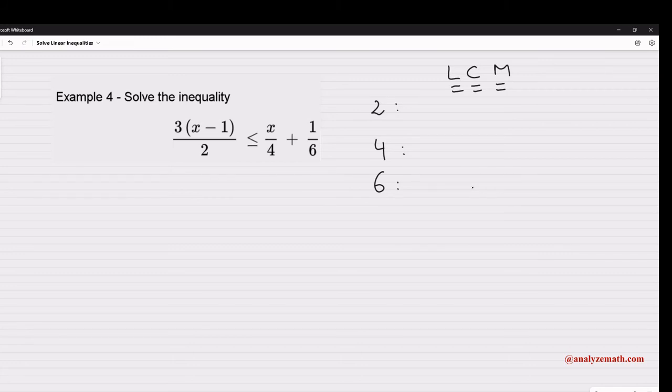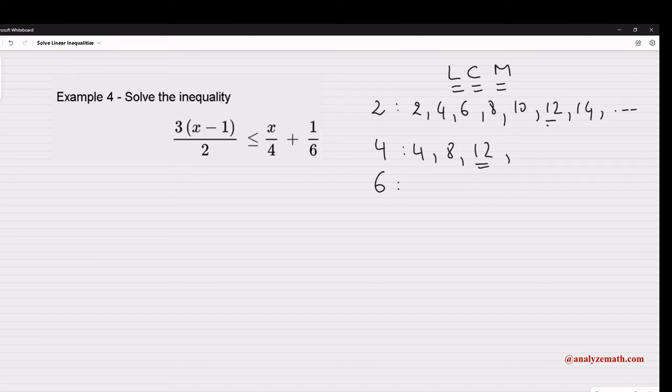Okay, so the multiples of 2 are 2 times 1, 2 times 2, 2 times 3, 2 times 4, 2 times 5, 2 times 6, 2 times 7, and so on. I stop here for a while. Now the multiples of 4: 4 times 1, 4, 4 times 2, 8, 4 times 3, 12. I stop because I can see 12 here and 12 here already. Now the multiples of 6 are 6 times 1, 6 times 2, 12. I stop. This is the common multiple, 12, 12, and 12. And it is the lowest. There is nothing smaller that is common.